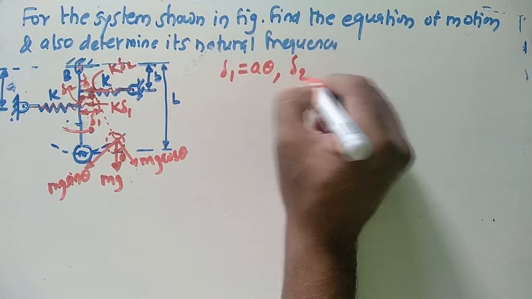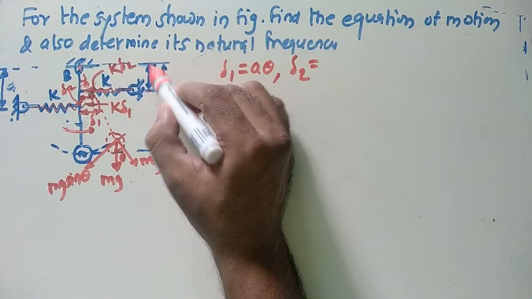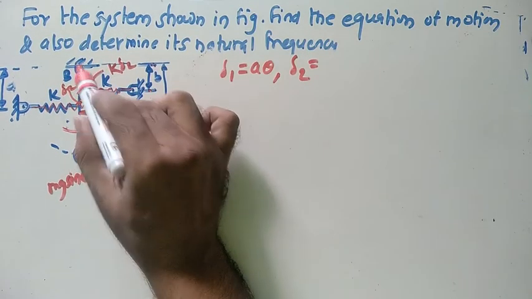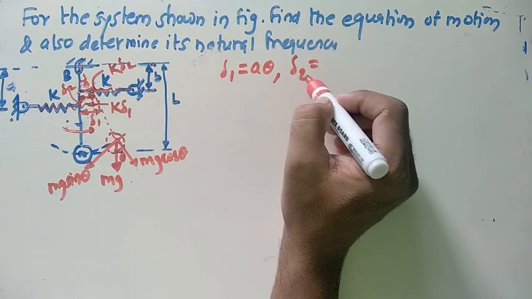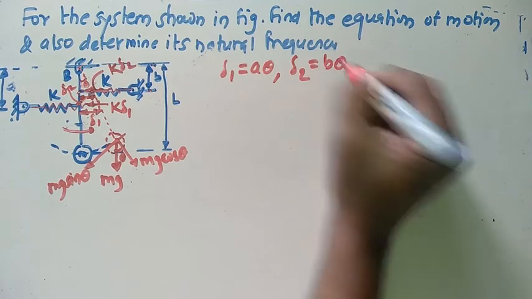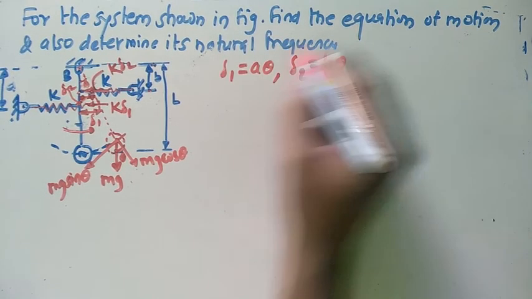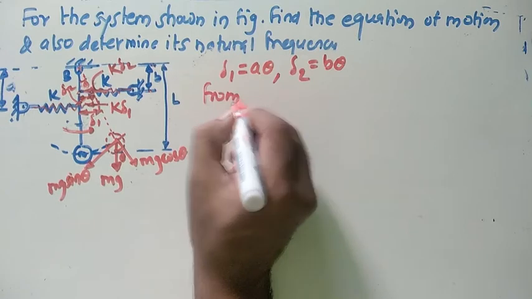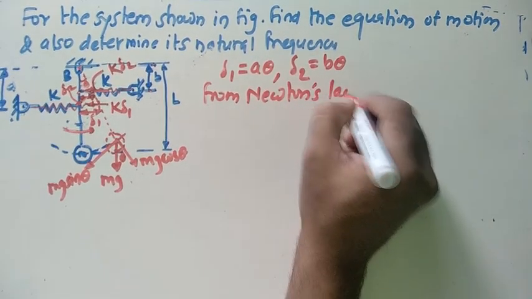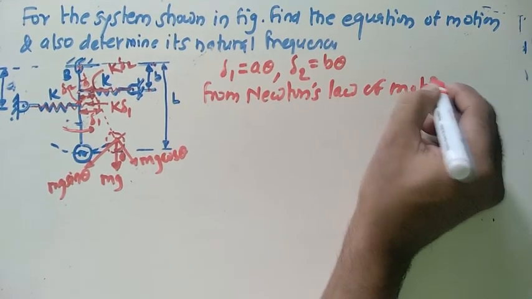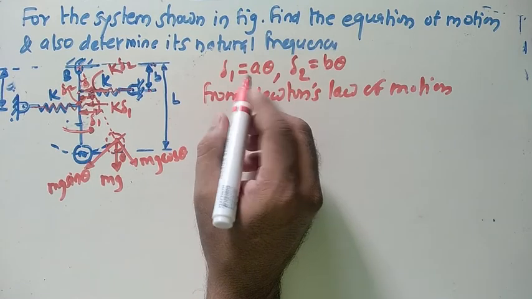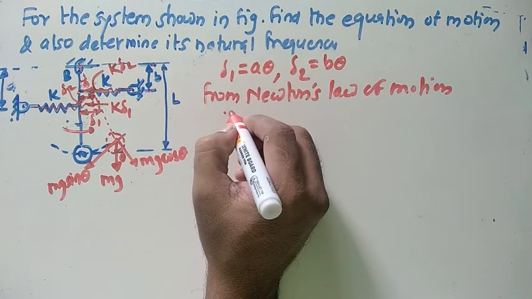Similarly, delta 2: if we consider this distance b, now consider this small triangle. What about delta 2? Delta 2 is nothing but b into theta. In this way you can get the relation. Now from Newton's second law of motion, just apply Newton's second law of motion and get the differential equation.